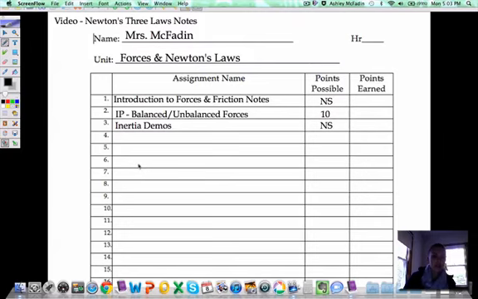Tonight's video is going to focus on Newton's three laws. And in order to streamline it a little bit, we're going to put all of them on one note sheet so we can compare and contrast them a lot easier.